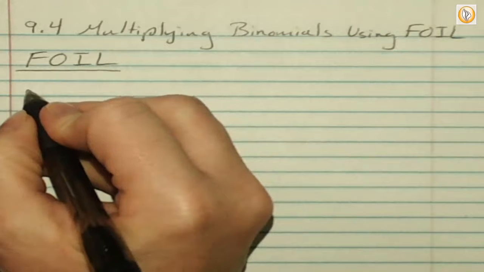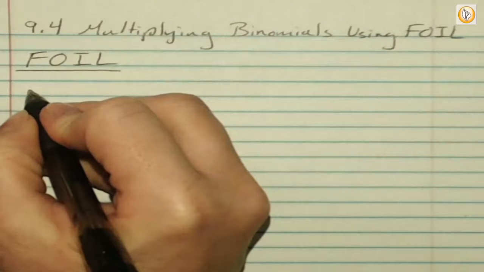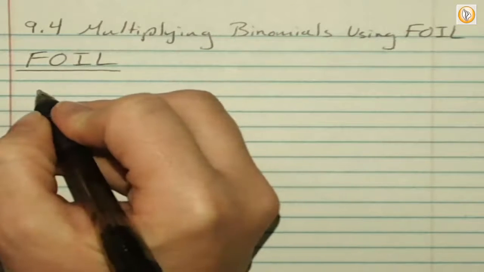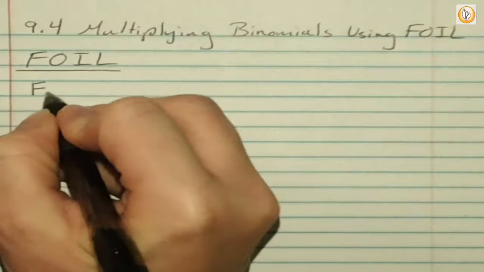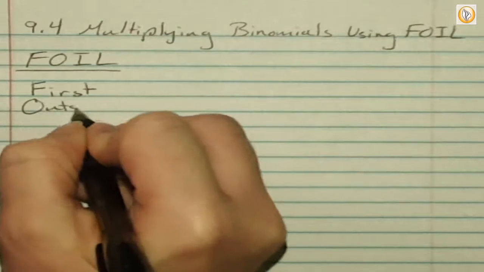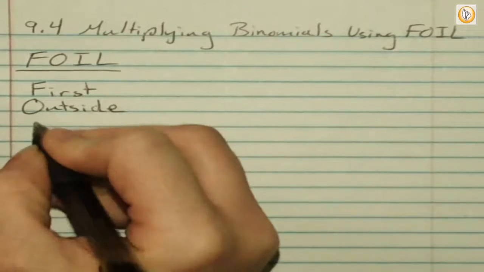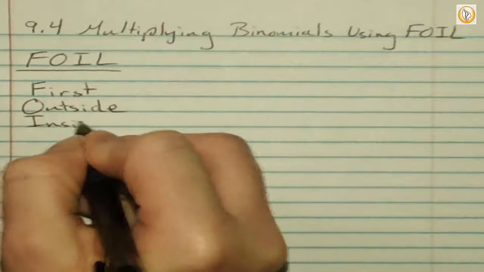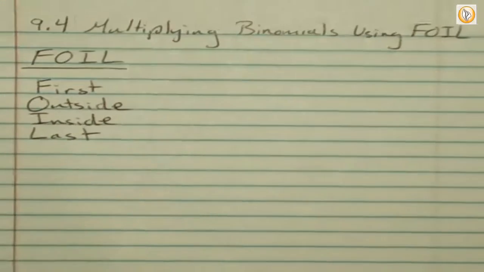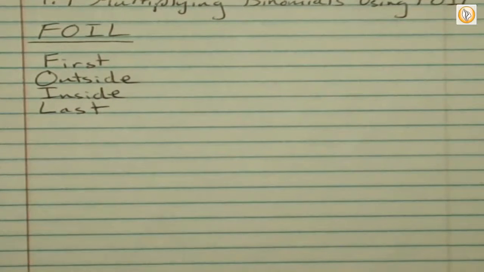F. Anyone want to guess what F stands for? First. Are you looking in your book? Yes. First, outside, since you're cheating. Inside, you're using your resources. Smart girl. And then last. FOIL means first, outside, inside, and last. And I'll explain what that means in just a second.